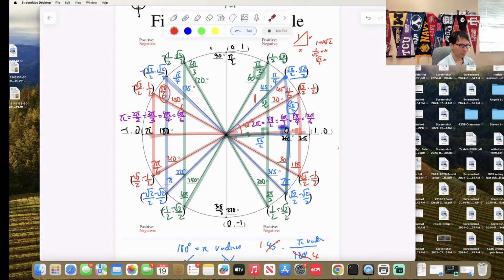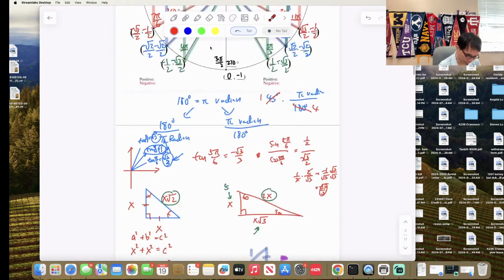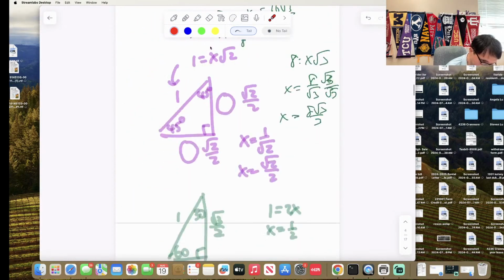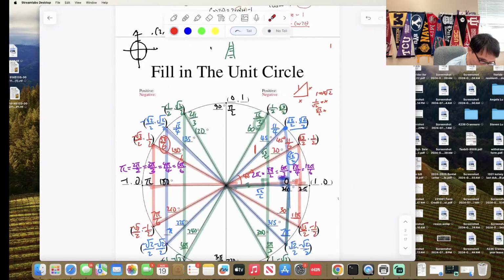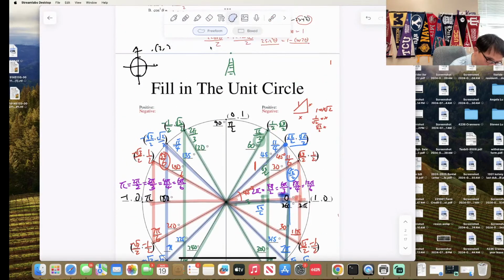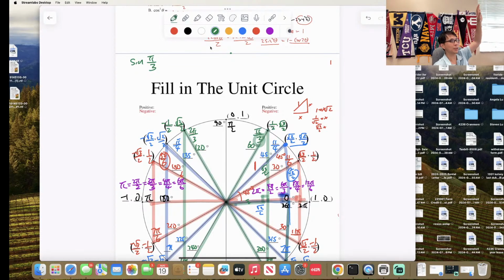Next question. Next question is, okay, well, how do I find sine of pi over 3? How many of you don't know what sine of pi over 3 is? Raise your hand. It's okay to be proud.